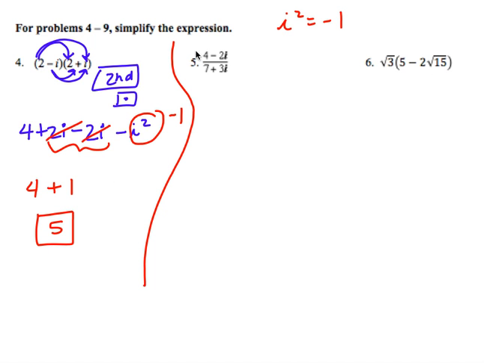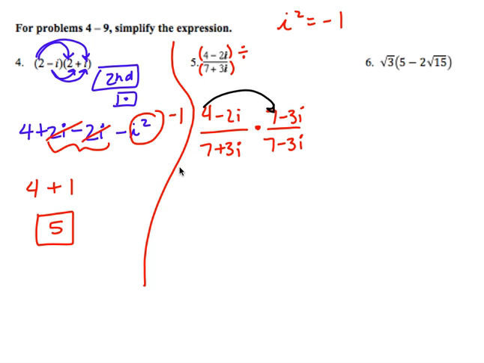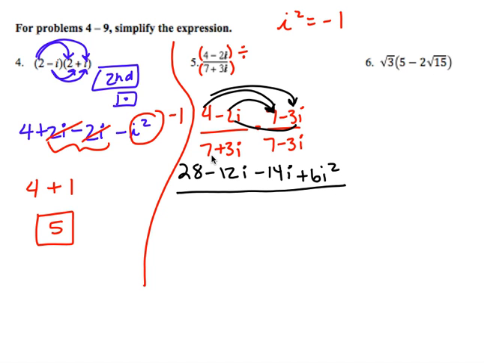For the next one, you could type this into your calculator. It's a little more tricky because to type it in, you'd have to put parentheses around it and use the division key. The correct way to set it up is to multiply by the conjugate of the denominator. The denominator is 7 plus 3i, so the conjugate would be 7 minus 3i. And then you just distribute. So you say 4 times 7 is 28. 4 times negative 3i is negative 12i. Negative 2i times 7 is negative 14i. And negative 2i times negative 3i is positive 6i squared, all over.